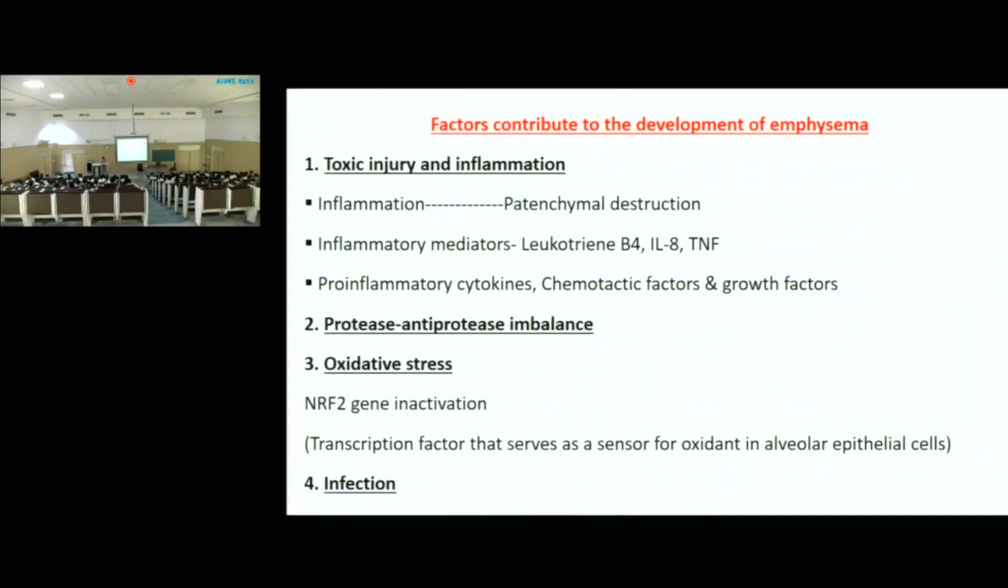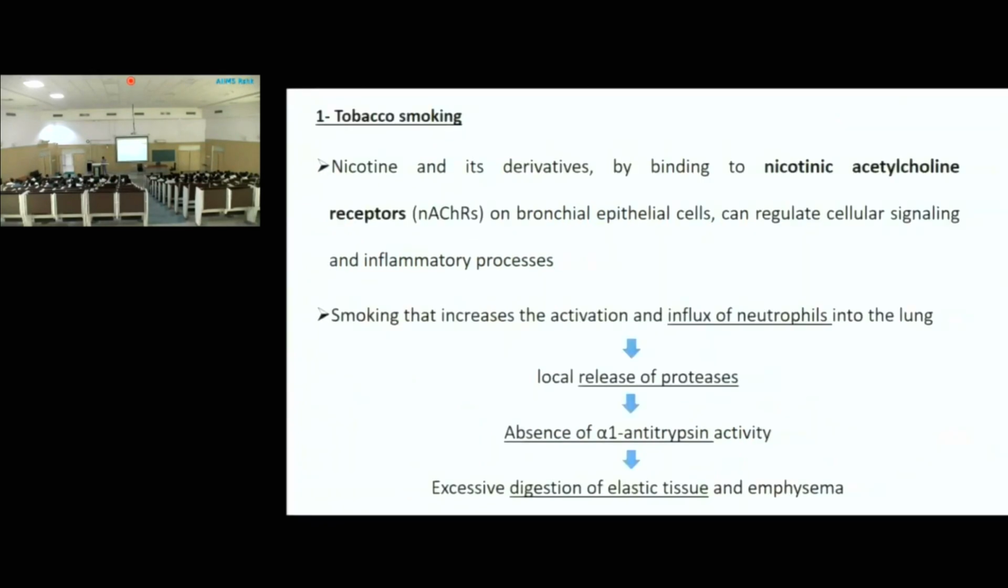In oxidative stress, remember that one of the important genes is NRF2 gene inactivation. What is the function of this NRF2 gene? It is a transcription factor that serves as a sensor for oxidants in the alveolar epithelial cells. So what happens exactly with tobacco smoking? The nicotine and its derivatives bind to the nicotinic acetylcholine receptor on the bronchial epithelial cells.